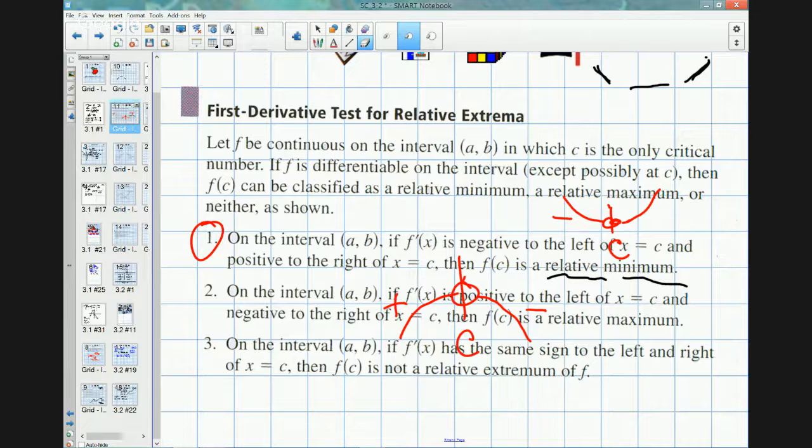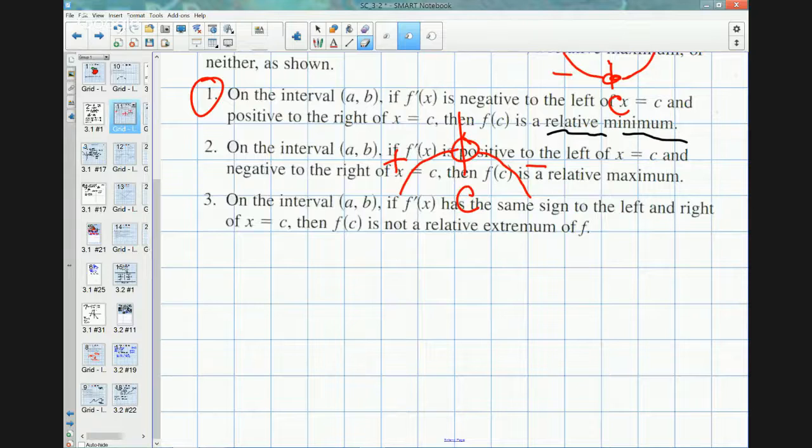So number 3 says, if the derivative has the same sign to the left and to the right, then it's not. Let me show you what that looks like. Let me extend this page a little bit. Let's say here's x equals c, and it's positive before that, and positive after that. The slope is positive in both cases. Then that's not a relative extremum. It's not a relative max or a min.